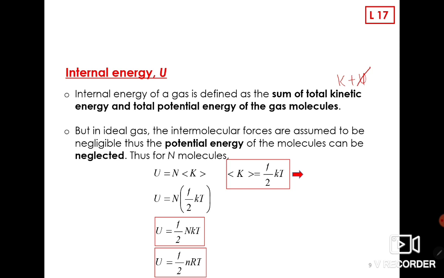Okay, thus for N molecules, internal energy is equal to the number of molecules times the total kinetic energy, where total kinetic energy here is F/2 kT, where F is our degree of freedom. So the internal energy U = N times F/2 kT, which can also be written as F/2 N kT or F/2 nRT.